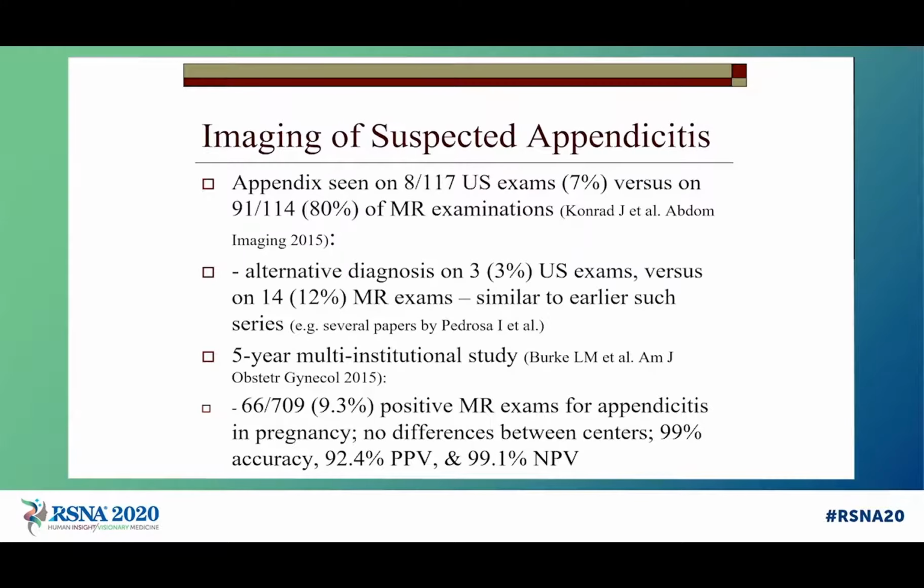So here's that multi-institutional study I mentioned. It was a 5-year study, 709 patients, 9.3%, almost 10%, were positive for appendicitis in pregnancy, and there were no differences amongst the centers. And the accuracy, positive predictive value, negative predictive value, really quite high.